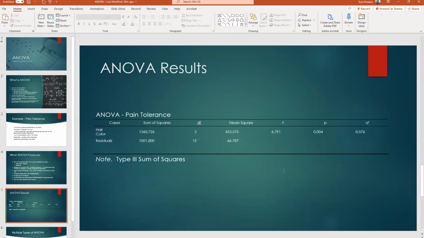Here's how the ANOVA results are actually presented. So this is our dependent variable, the pain tolerance, a thing that changes from subject to subject. We group those into 4 groups called hair color. Okay.